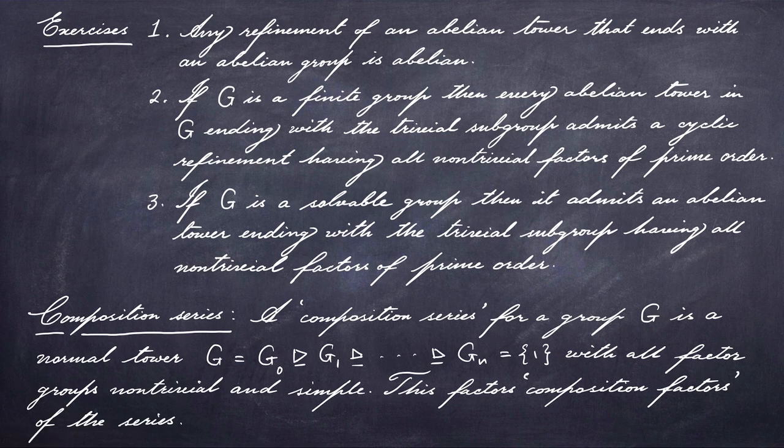Here in this context, I would like to give these exercises to you. These are quite straightforward. If you are given an abelian tower, an abelian tower which ends with an abelian group, then any refinement of the tower is going to be abelian. This is quite straightforward. And if G is a finite group, then every abelian tower ending with the trivial subgroup admits a cyclic refinement, having all non-trivial factors of prime order.